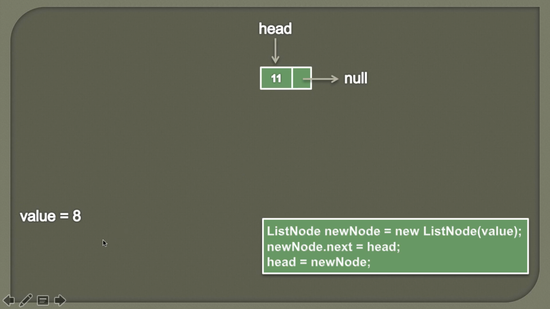Now let's suppose we want to insert one more node having value as 8. So we call this algorithm again. In the first step we simply create a new list node by passing in the value as 8. So it would look something like this. The new node is pointing to a list node having data as 8 and whose next is pointing to null. So friends, now we want to insert this new node at the beginning of this singly linked list. So by that we mean that we want to insert this node just before the head.